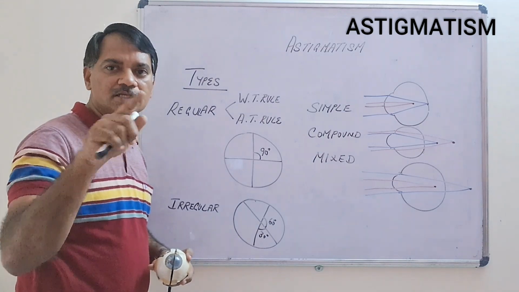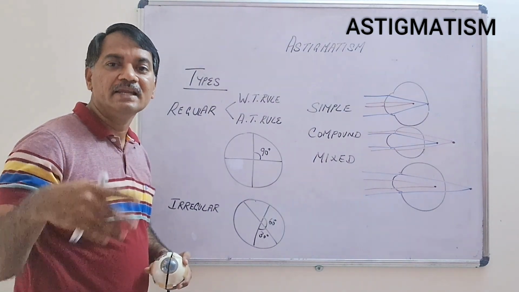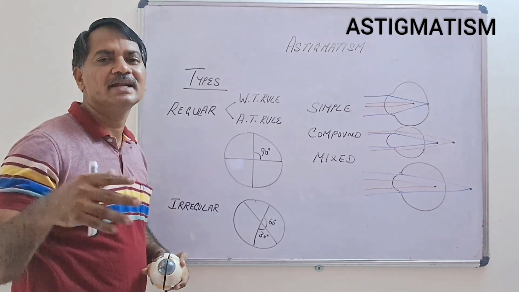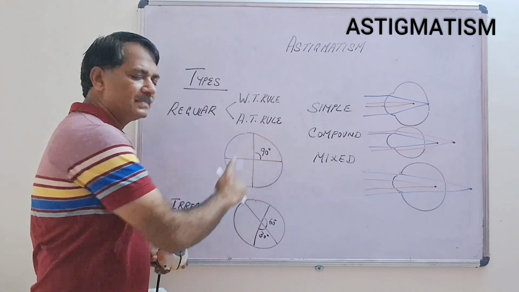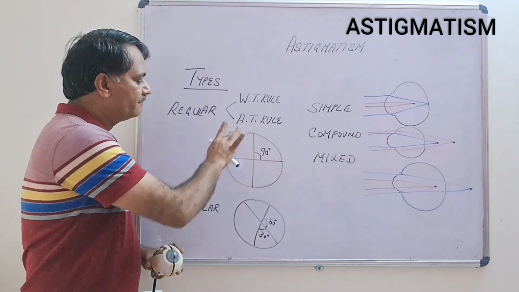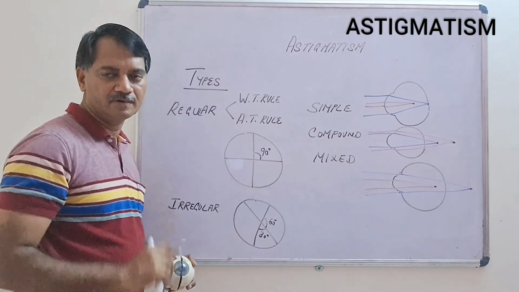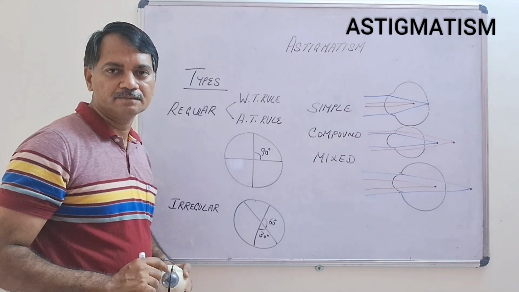Coming to against the rule astigmatism, that is, it is opposite to the natural thing that is present in the eye. In against the rule astigmatism, the horizontal curvature is more curved and the vertical curvature is less curved. So that is against the rule astigmatism.